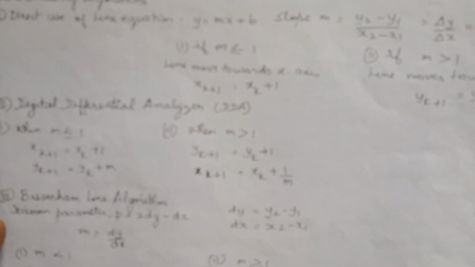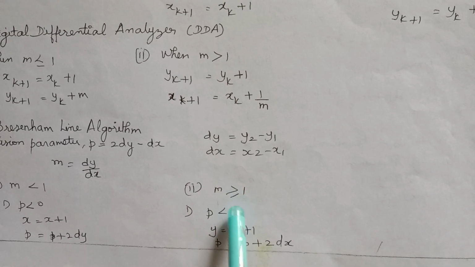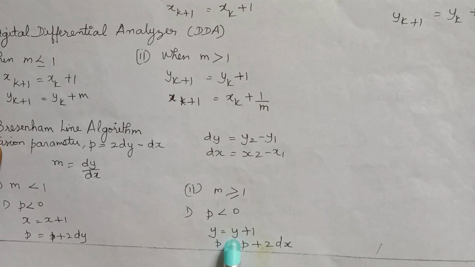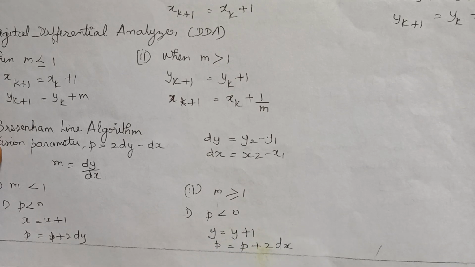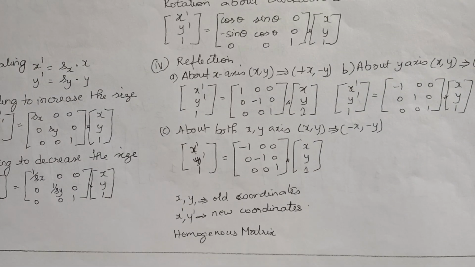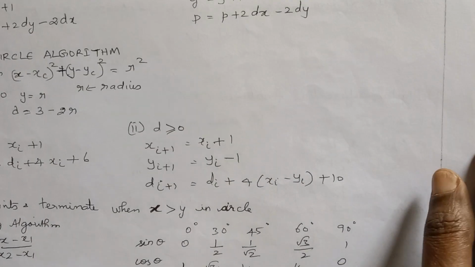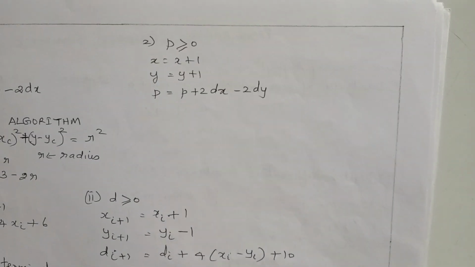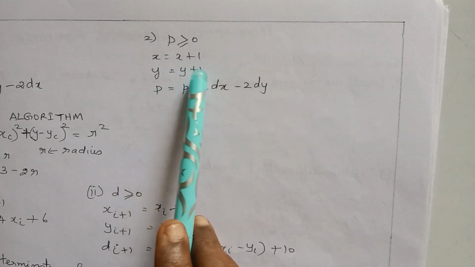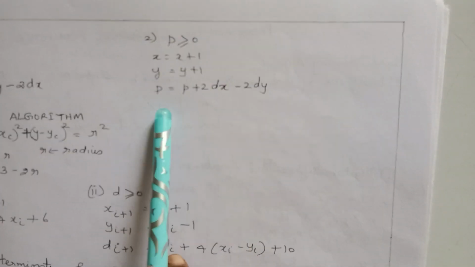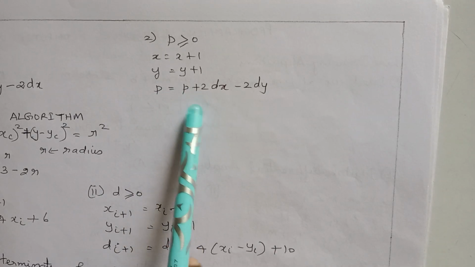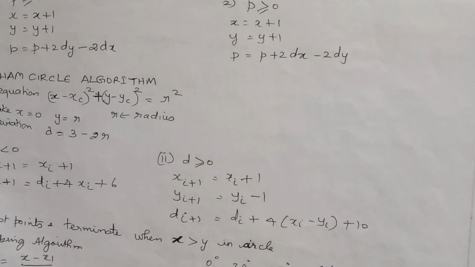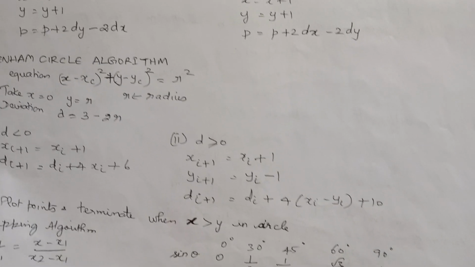Similarly, when the condition is m greater than or equal to 1, when p is less than 0, y will be y + 1 and p will be p + 2dx. And when p is greater than or equal to 0, then x will be x + 1 and y equal to y + 1, and p value will be p is equal to p + 2dx minus 2dy. So you need to know the formula so that you can solve problems quickly.